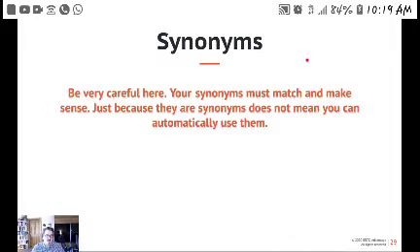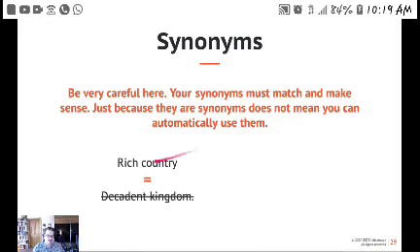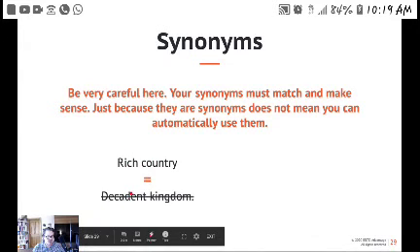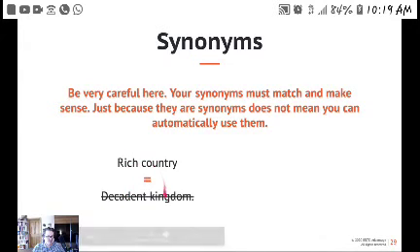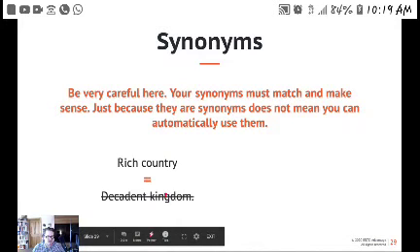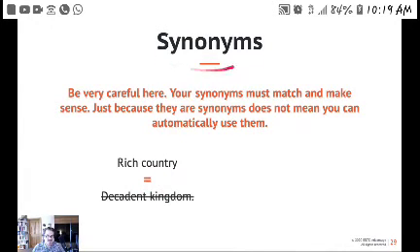So synonyms. Be very, very careful here. Your synonyms must match and make sense. Just because they are synonyms does not mean you can automatically use them. So for example, let's say you are trying to change this: rich country. Rich and decadent are synonyms. Country and kingdom are synonyms. But you can't change rich country to decadent kingdom. They don't really mean the same thing. So synonyms can kind of mean the same thing, but are not automatically going to mean the same thing.